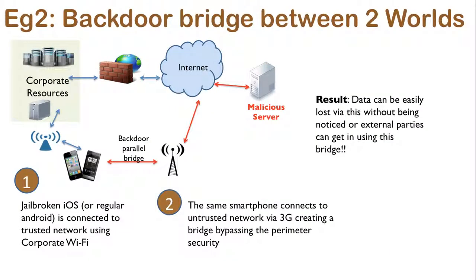The second one is the backdoor bridge. When a jailbroken device connects to a corporate network, it's part of the trusted internal network, and using its 3G or 4G it connects to the malicious server in parallel, without involving your perimeter security. This is what we call the backdoor parallel bridge. Now your jailbroken device is acting like a conduit between two different worlds: the outside malicious server and the world, and the internal corporate network. And that malicious server can snoop on your corporate resources, copy data and do whatever it wants, without even going through your perimeter security. This is another huge issue when you allow a jailbroken device into the network.